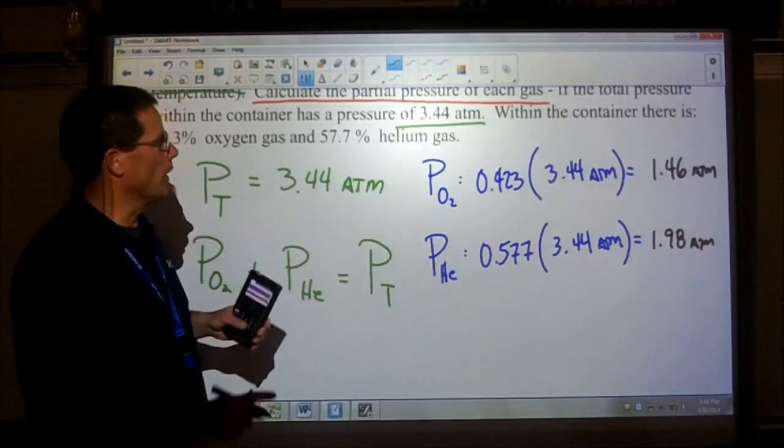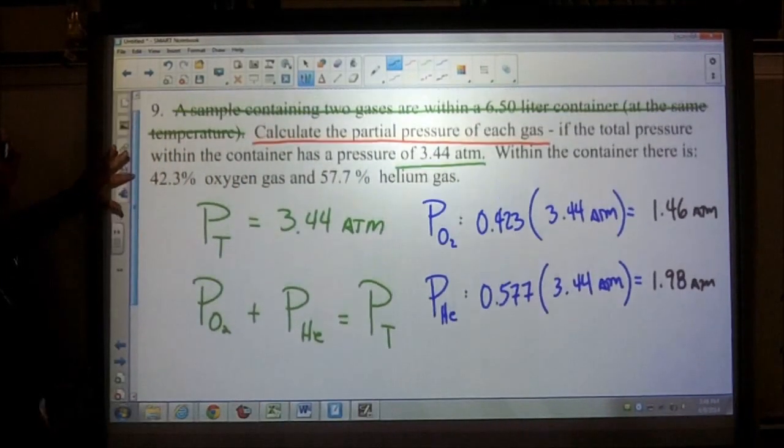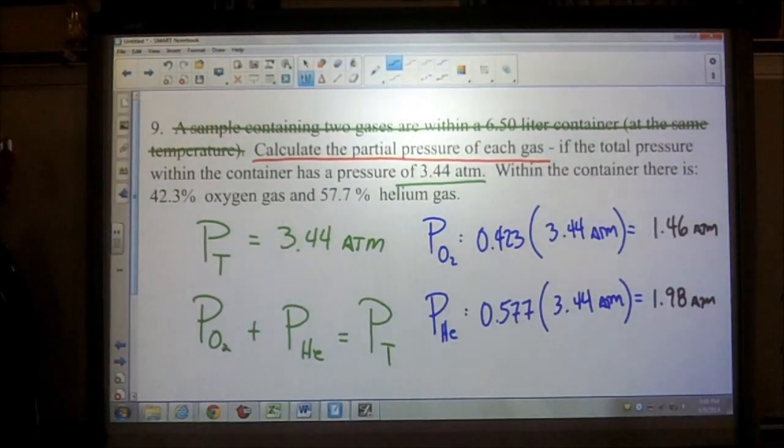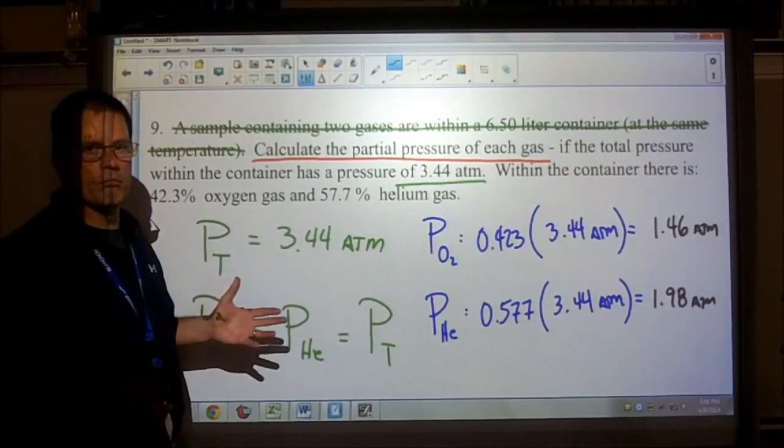Okay? So again, don't psych yourself out by looking at this question and saying, what are you going to do with the 6.5 liters? Absolutely nothing.